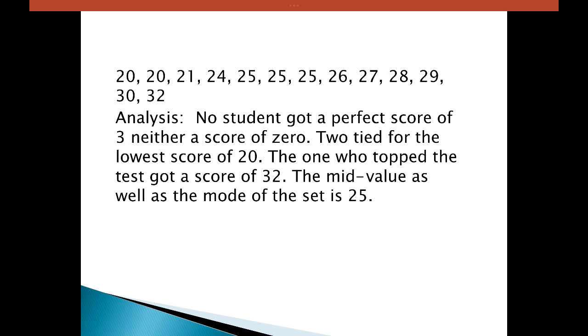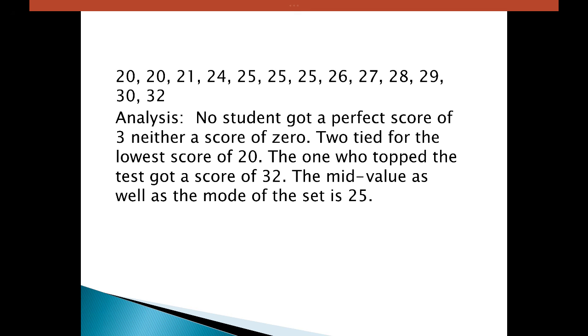First, you list all the scores. These are the scores: 20, 20, 21, 24. You arrange them in ascending order. These are the 15 students. So this is an array already. These are the scores of 15 students arranged in ascending order. You can analyze from an ascending array that there are no students that got the perfect score.